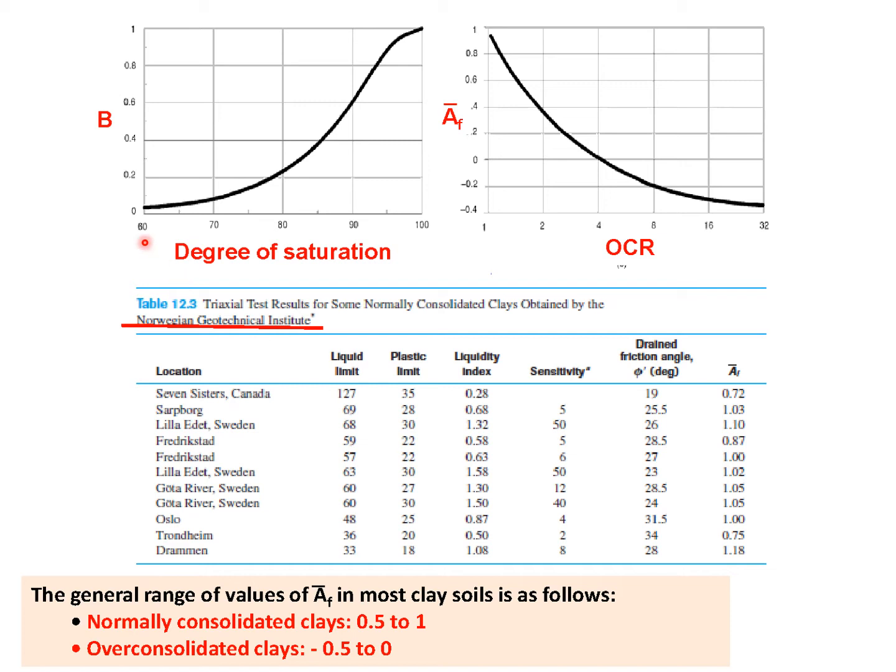Now here you can see the variation in capital B with the degree of saturation, and you can see that when the degree of saturation is 100, its value is nearly equal to 1. And look at the A sub F bar value, and you can see that with the increase of OCR, its value is decreasing. The general range of values of A bar F in most clay soils is as follows. Normally consolidated clays 0.5 to 1, and overconsolidated clays minus 0.5 to 0.